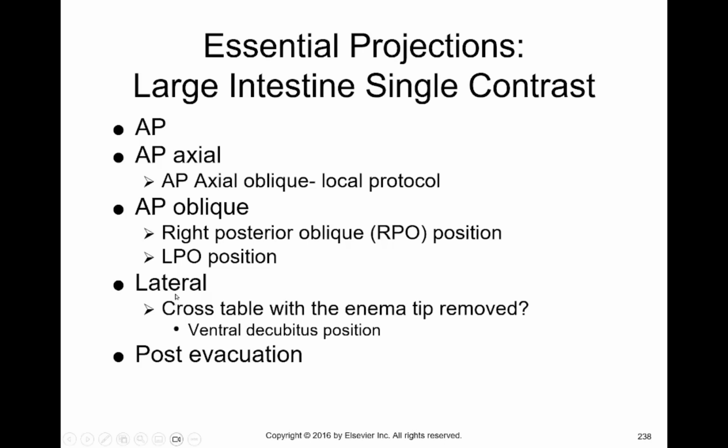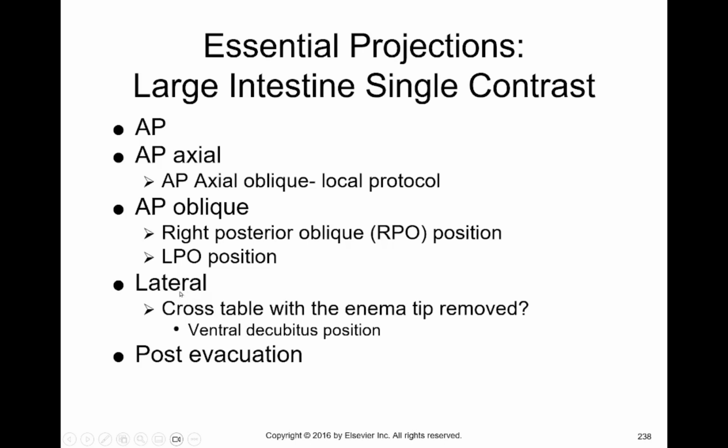So what I would recommend that you do is do your AP. You can do your AP axial. Since you haven't changed the patient's body position, they're still supine, go ahead and do your AP axial. And then what you can do is rock the patient up onto their right side, but not completely, rock them up into an RPO position, and then an LPO position, and then all the way up for a lateral.